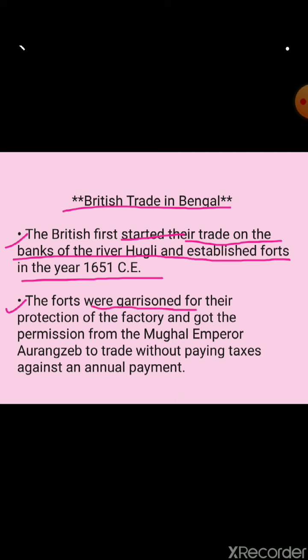Next. The forts were garrisoned. Garrison means with a heavy force. They were garrisoned for the protection of the factory, and the British got permission from the Mughal Emperor Aurangzeb to trade without paying taxes against an annual payment. The forts established by the British had a huge army to protect the factory. Normally one needs to pay tax, but for the British it was without payment. That permission was given by Aurangzeb.